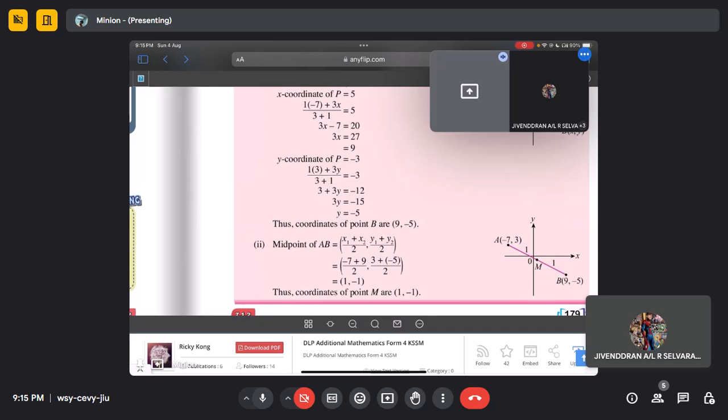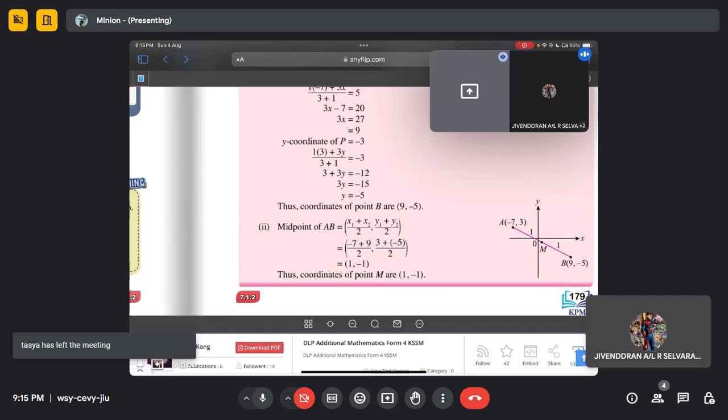-7 plus 9, divided by 2, and 3 plus -5, divided by 2. So which is x1, x2, y1, y2, you all know, right? You all definitely know. Divided by 2 is part of the formula. You'll be getting 1 and -1. Coordinates of point M will be 1 and -1.